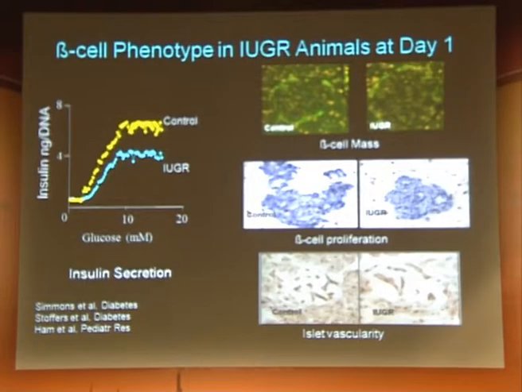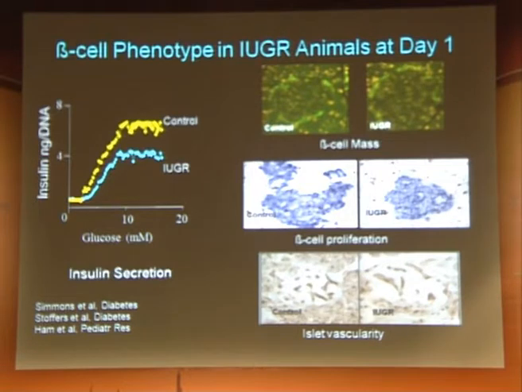The top pictures here are a picture of beta cells of an islet. So this is the islet outlined in green. This is the control, this is the IUGR, and you see what looks like a normal islet. So there's a normal number of beta cells in the IUGR animals here at day 1 of life, but they're not working right. And we think that eventually what happens is that there is a loss of the amount of beta cells able to replicate.